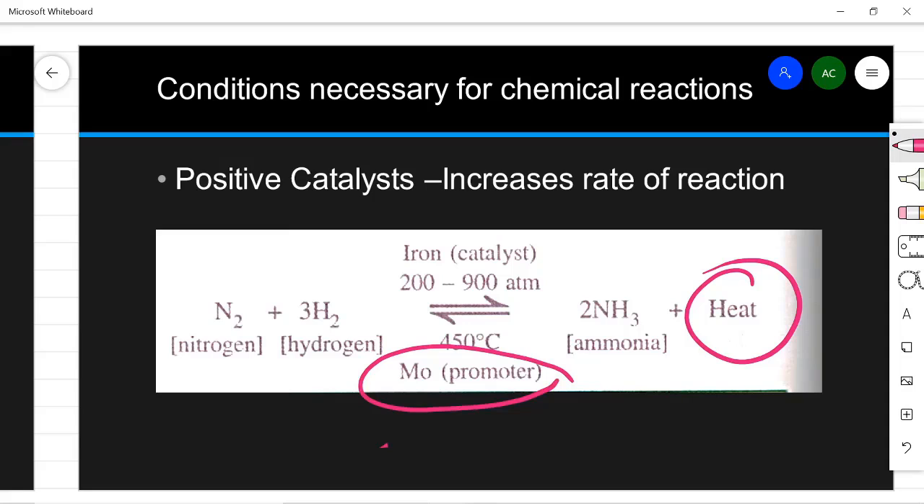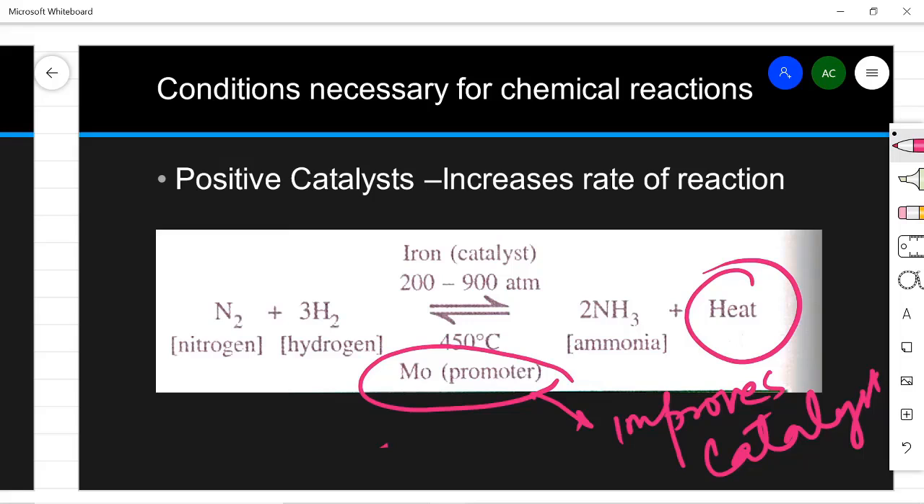Now what is a promoter? The promoter actually improves the efficiency of catalyst. Okay, so what is a promoter? It improves catalyst. तो इस वाले reaction में promoter use हुआ है molybdenum, that is Mo, and this molybdenum acts as a promoter to increase the efficiency of the catalyst, which is iron here, so that ammonia gas is formed from hydrogen and nitrogen. Promoters cannot work without catalyst.